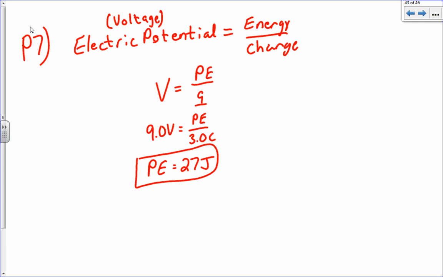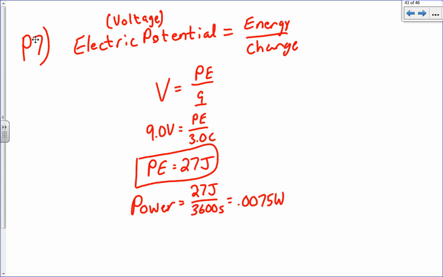If I wanted to know the amount of power, by the way, we've seen power before, I would just say 27 joules, the amount of energy, divided by the amount of time. 1 hour is 3,600 seconds. And I can find the wattage, or the power, is 27 divided by 3,600, which is 0.0075 watts. A calculator is a very low power device.